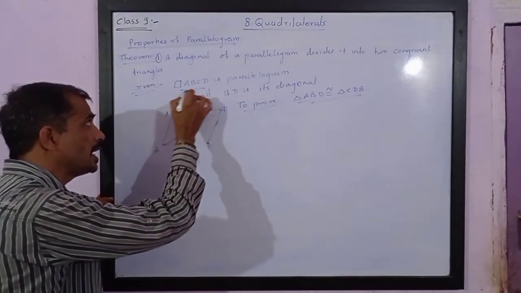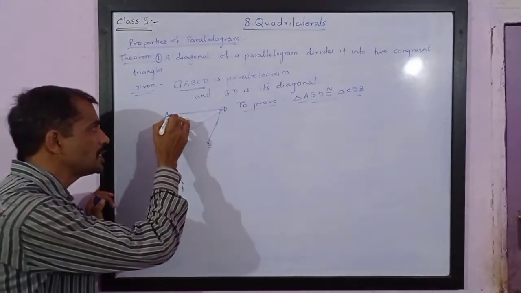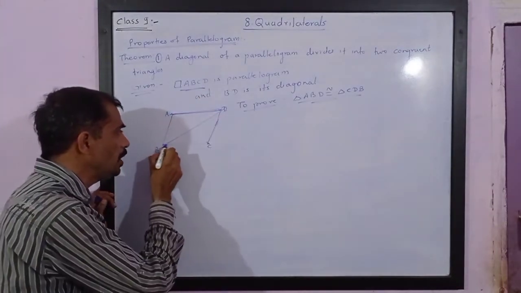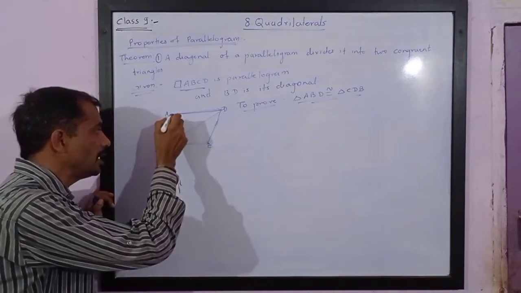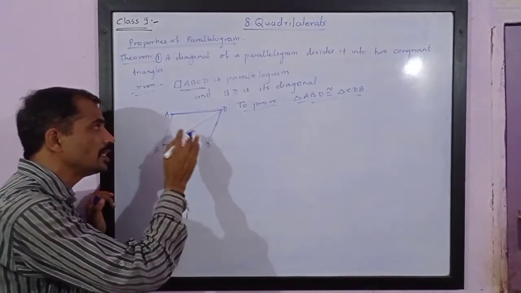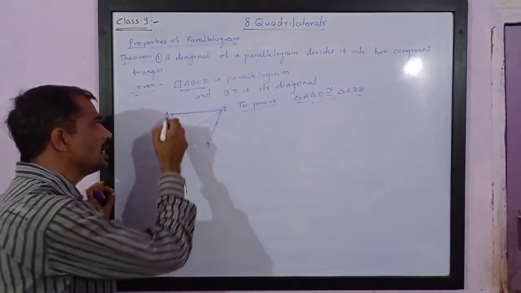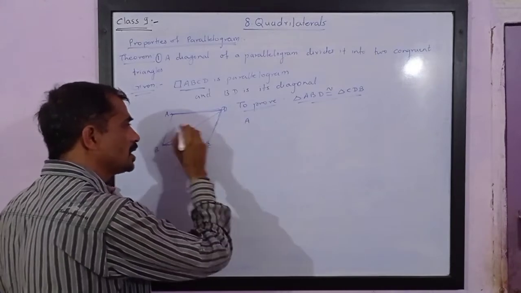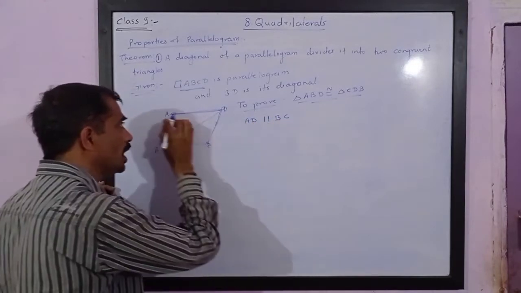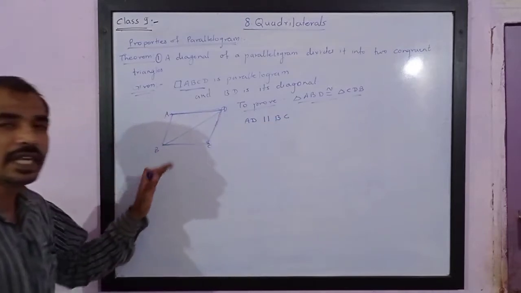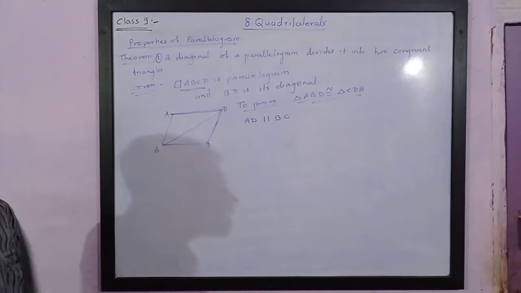We have already said it, quadrilateral ABCD is a parallelogram. It means opposite sides are parallel. So AD is parallel to BC and AB is parallel to DC. This is the definition of the parallelogram. So in this case we are going to consider AD parallel to BC. The reason is, according to the definition of parallelogram, opposite sides are parallel.